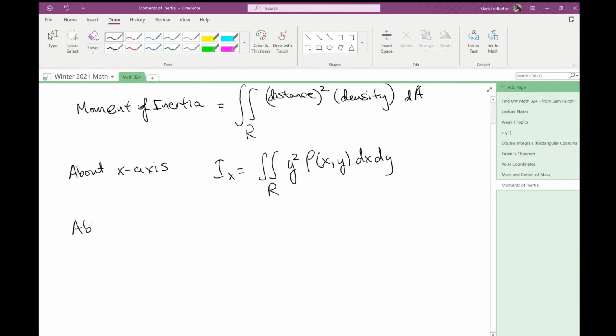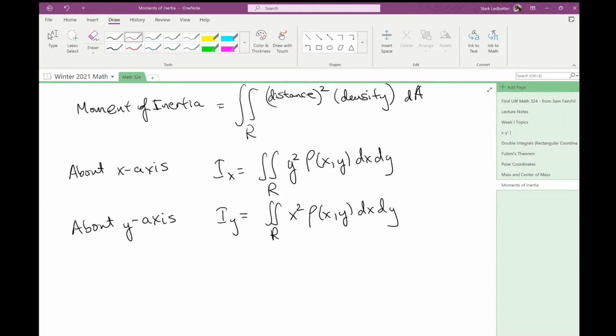And then moment of inertia about the y-axis is I sub y, and the integral over the region. Distance to the y-axis is now x, so x squared times the density, dx dy, switch the order of integration if you need to. So what these mean is if you're standing on the x-axis and you're trying to move your object, how hard is it?